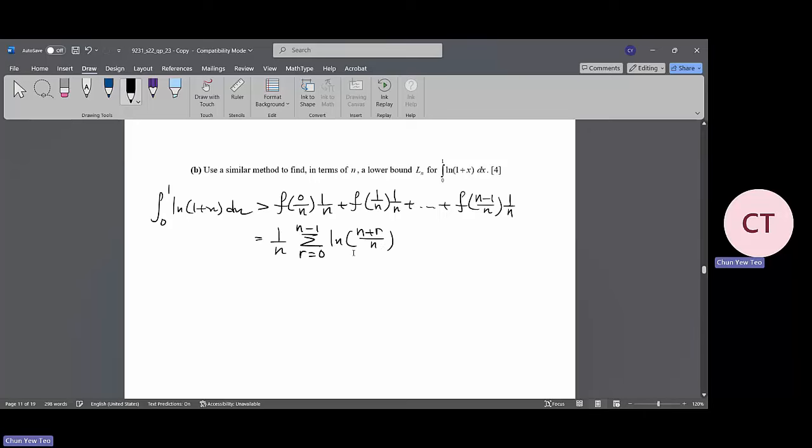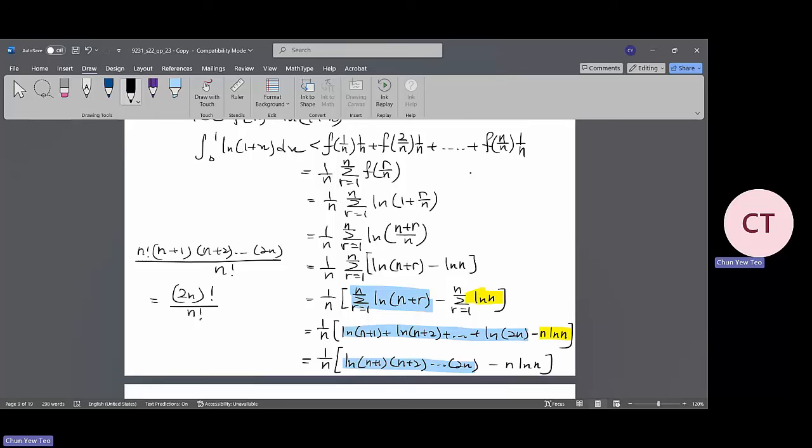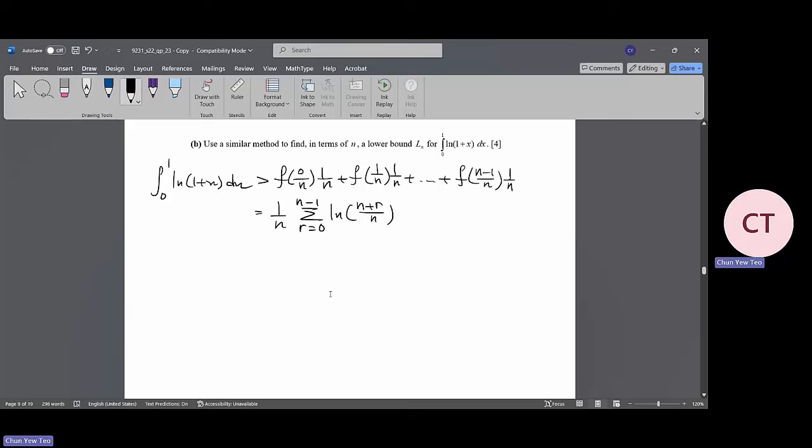Okay, just repeat this process. We are repeating this process, so we straight away get this result. No need to repeat the whole thing anymore. Okay, so over here, we will get this.